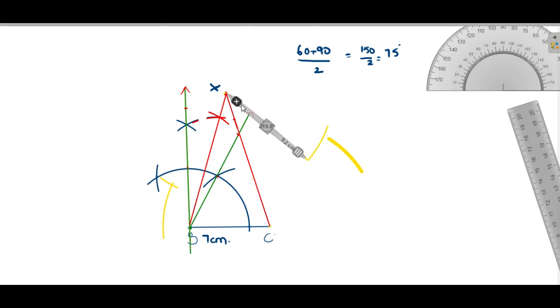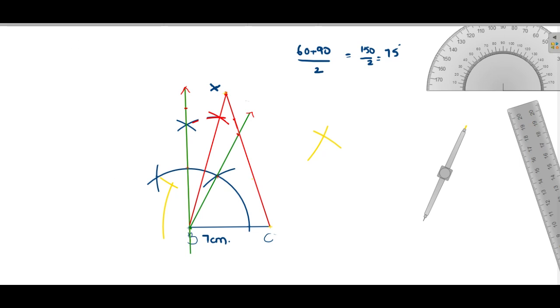Because it is not intersecting, we will extend the first arc. How are we going to do that? Place it back at C and then draw an arc. Because the radius was already fixed, we need not change it. If we join these two intersecting points, we will get the perpendicular bisector of XC.